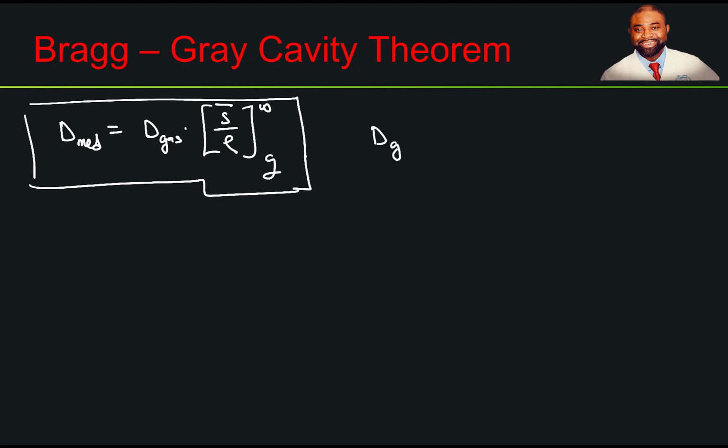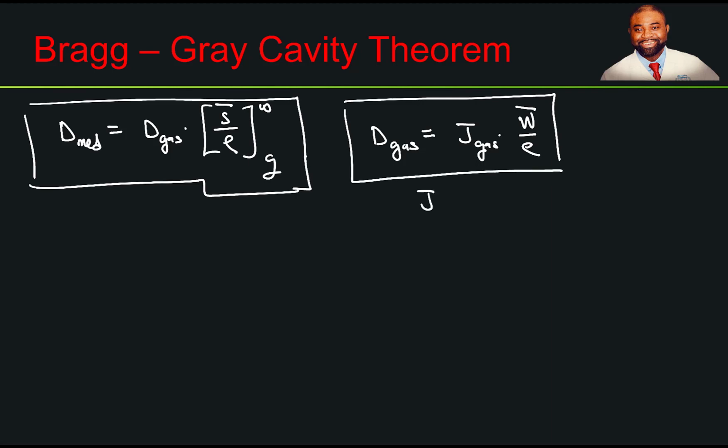But the dose deposited in the gas is equal to J gas multiplied by W over E, where J gas is a constant known as the specific ionization of the gas.